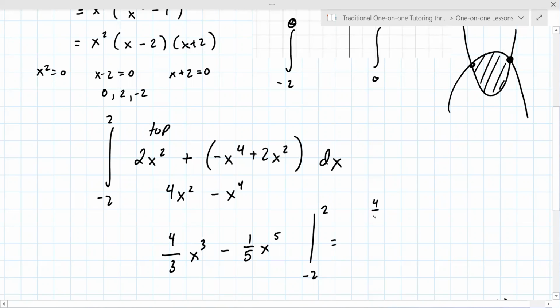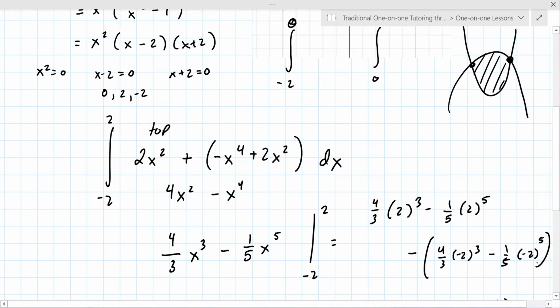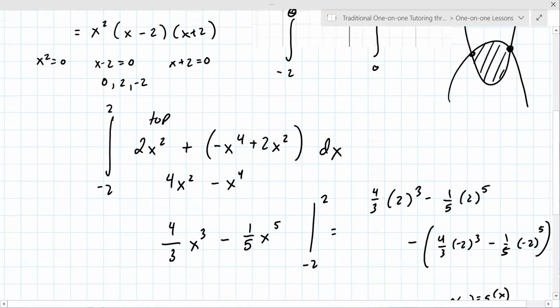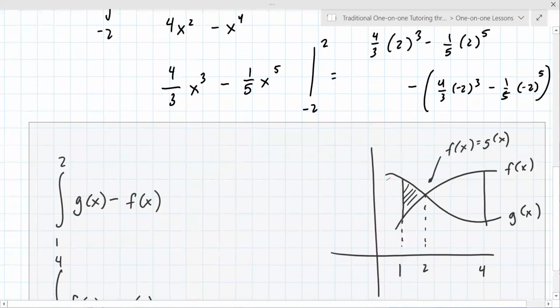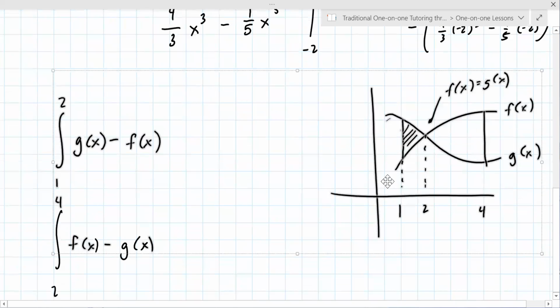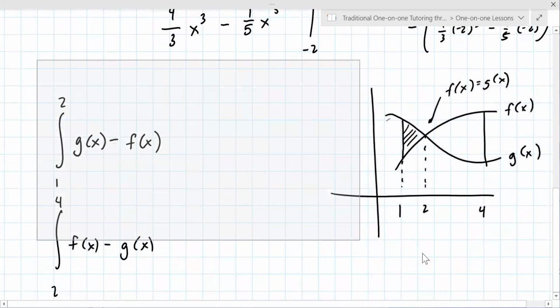So this becomes 4/3 times 2 cubed minus 1/5 times 2 to the fifth, minus 4/3 times minus 2 cubed minus 1/5 times minus 2 to the fifth. And then we just have to evaluate it. Now let me move all this down on my screen so we can grab everything.